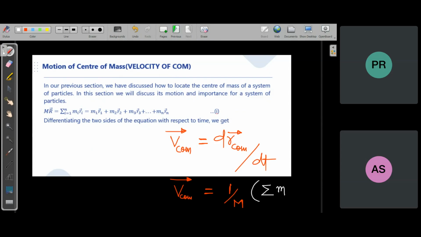So now directly I am writing summation mi vi vector, where vi is the velocity vector of individual particles. i will vary from 1 to whatever is the total number. Let's say n is the total. Understood this? I have not done anything. I have just differentiated both sides. Are you getting it? Here v1, v2, v3, v4 are all the velocity vectors of the individual particles with respect to the origin.